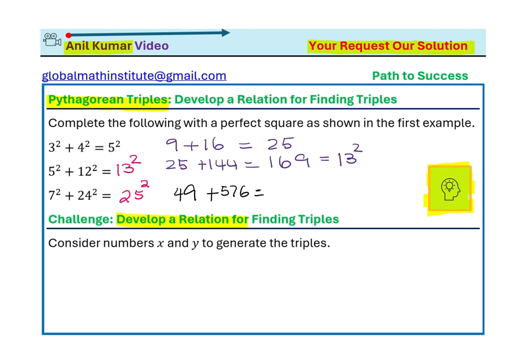When you add them, you get what? Plus 49 to 24 square, you get 625, right? And 625 is 25 square. Otherwise, you can square root and figure it out.